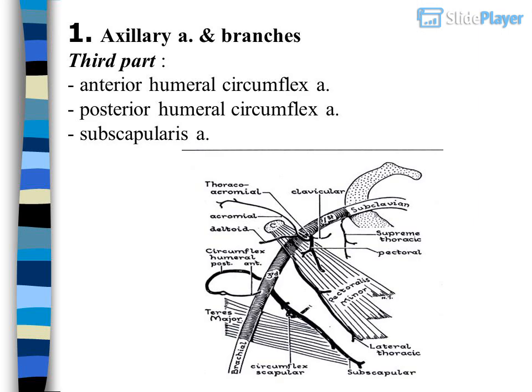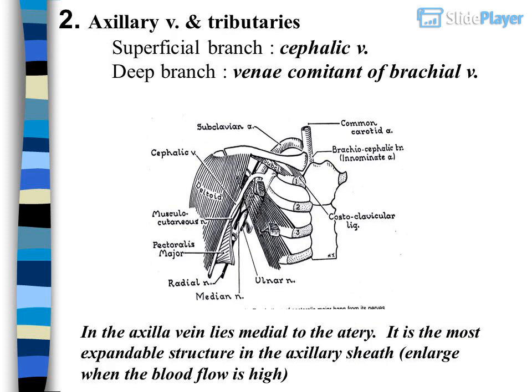1. Axillary artery and branches, third part: anterior humeral circumflex artery, posterior humeral circumflex artery, subscapular artery. 2. Axillary vein and tributaries: superficial branch, cephalic vein; deep branch, venae comitantes of brachial vein. In the axilla the vein lies medial to the artery. It is the most expandable structure in the axillary sheath, enlarged when the blood flow is high.